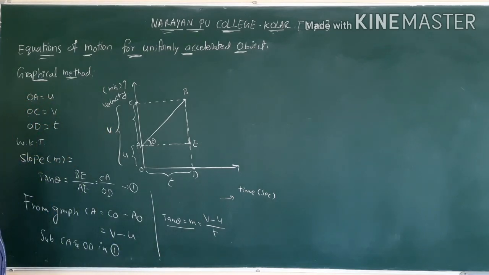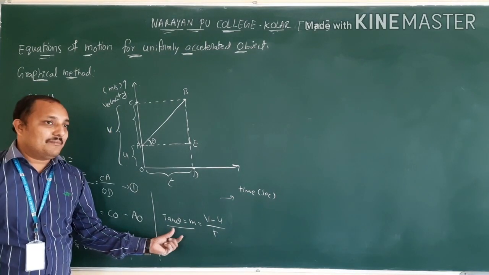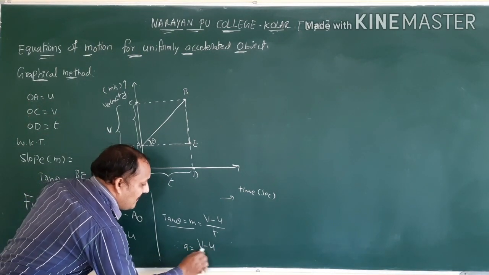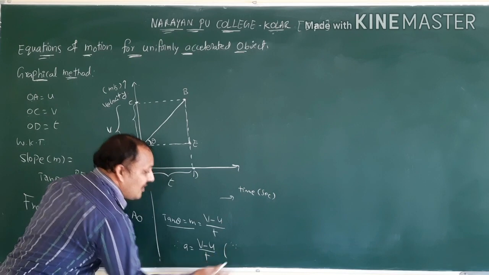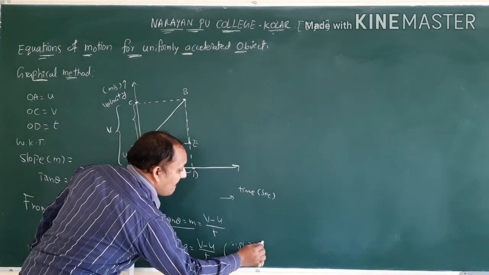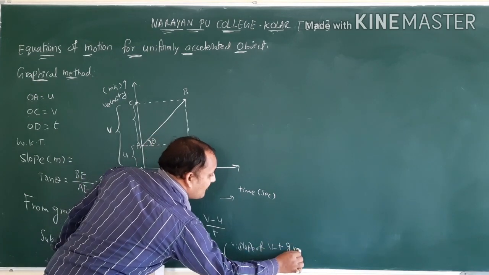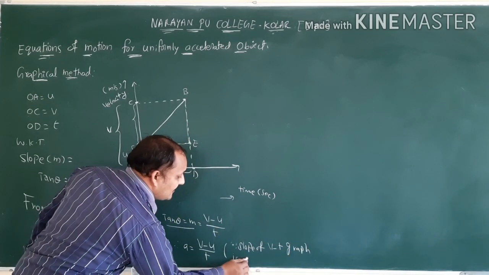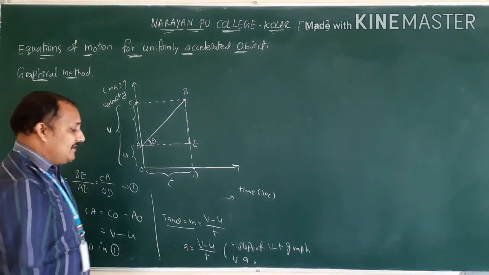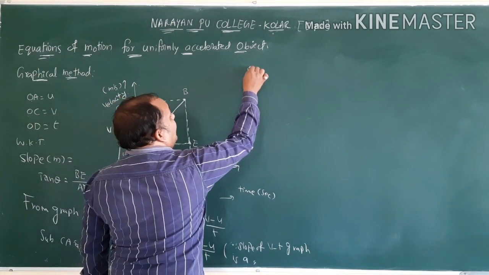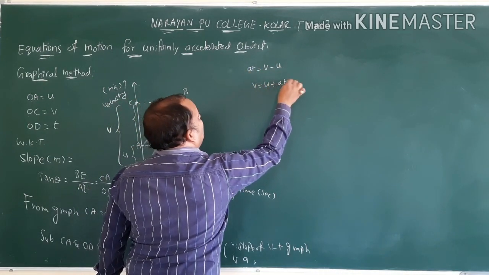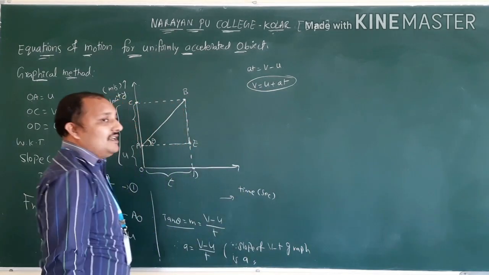The LHS I already gave: slope of velocity time graph is equal to acceleration. Therefore, a is equal to (v minus u) by t. Here you have to write the slope of the v-t graph is a, so simply write acceleration. Then a is equal to (v minus u) by t, then at is equal to v minus u, then v is equal to u plus at. So you got the first equation.